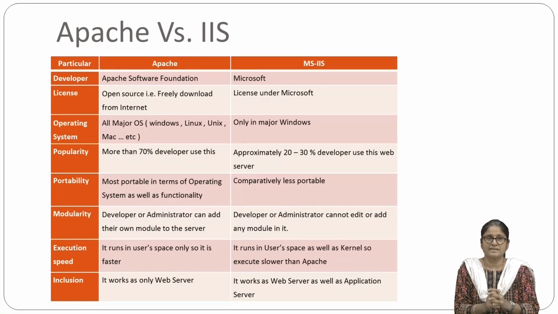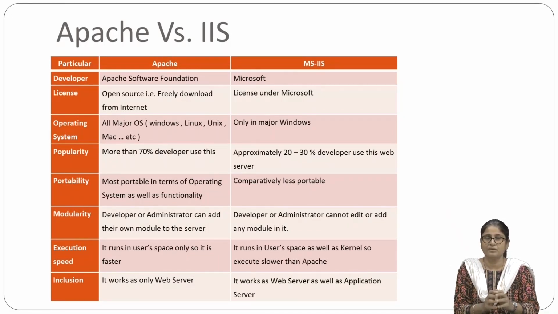Then, license. What about the license of Apache? It is open source, and it can be freely downloaded from the internet. But in case of IIS, it is licensed under Microsoft. If you have a license CD, you can have this IIS server inbuilt with the Windows operating system. Now, if you look at the operating system, the Apache server can run on any operating system. It is platform independent, and IIS can only work on the Windows operating system, because it is the product of Microsoft, and this IIS server can only run on the Microsoft Windows operating system.